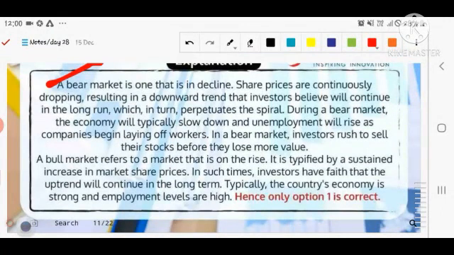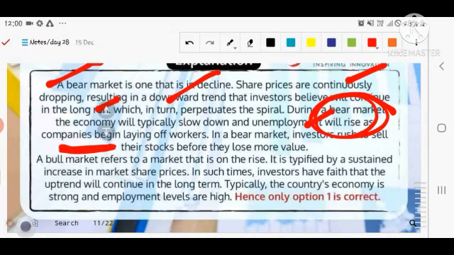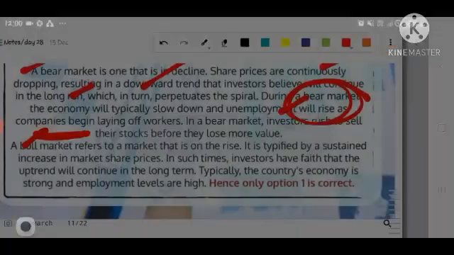Bear market, if we are talking about that, is the decline phase of the economy. Share prices are continuously dropping, resulting in a downward trend that investors believe will continue in the long run, which in turn perpetuates the spiral. During a bear market, the economy will typically slow down and unemployment is rising here. Companies begin laying off the workers. In a bear market, investors rush to sell their stock before they lose more value. A bull market refers to the opposite situation, and you can read from there.